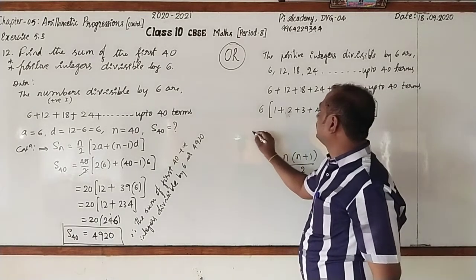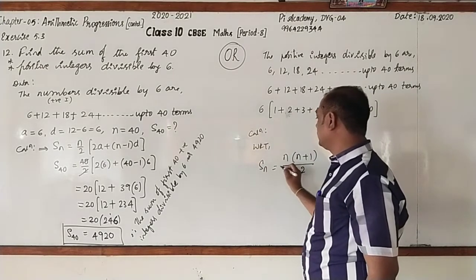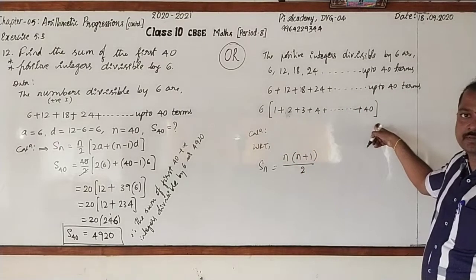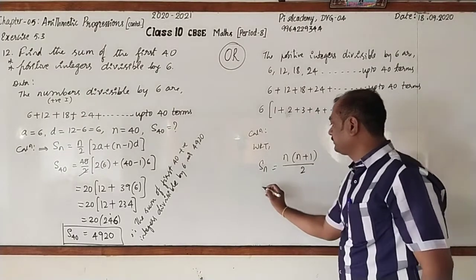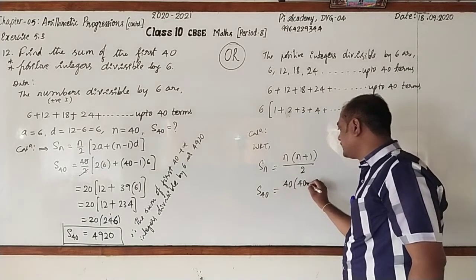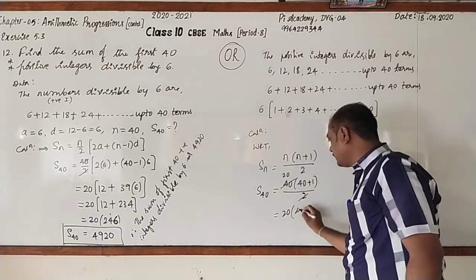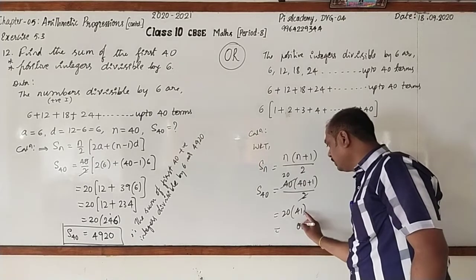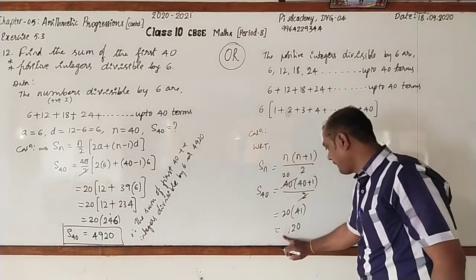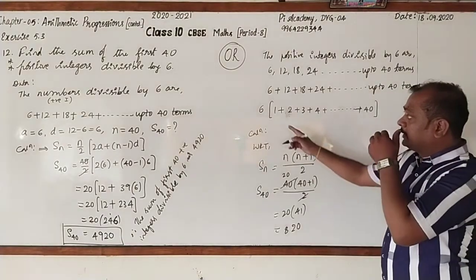Observe here. Calculation. We know that Sn is equal to n into n plus 1 by 2. Here 6 into this much. Hence I will write S40 is equal to 40 into 40 plus 1 by 2. 2 ones are 2, 20s are. 20 into 40 plus 1, 41. It is 0. 2 ones are 2. 2 fours are 8. It is 820.